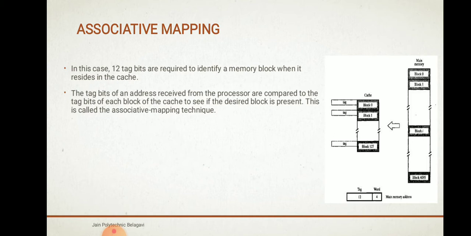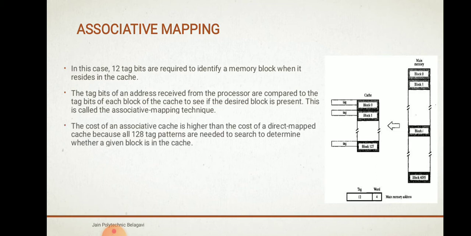Now if the processor wants to write some word into that address, the tag bits of the address will be sent by the processor to the cache. The cache will determine whether the tag bits of that block are present in it. That is, it will compare the tag bits of each block of the cache to see if the desired block is present. If the desired tag is present, this is called the associative mapping technique.